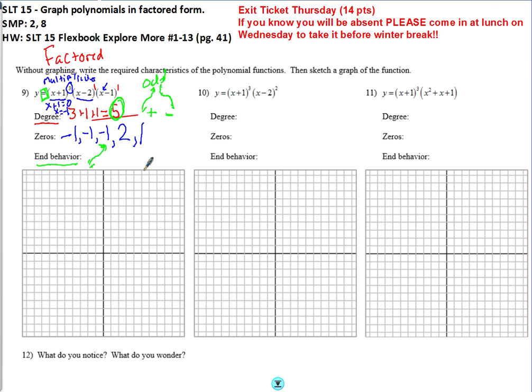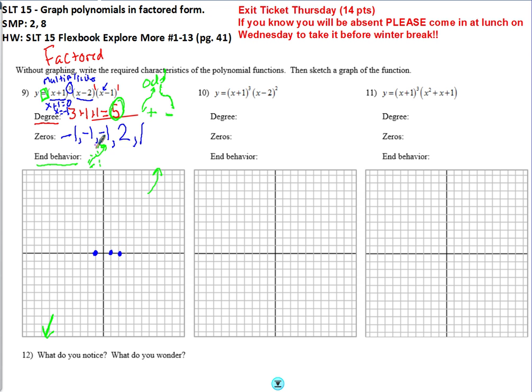So here's what we do with that. That means that this graph is going to start in the bottom left, and it's going to end in the top right. So I kind of picture my graph there. It's going to start in the bottom left somewhere, end in the top right somewhere, and do a bunch of crazy stuff in between. So to find out exactly what it does, first we're going to look at our zeros. So our first 0 is at negative 1. We have a 0 at 1 and a 0 at 2.